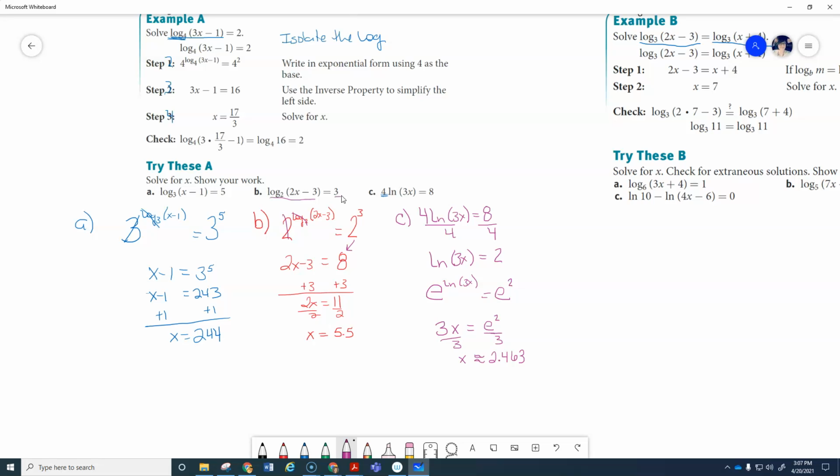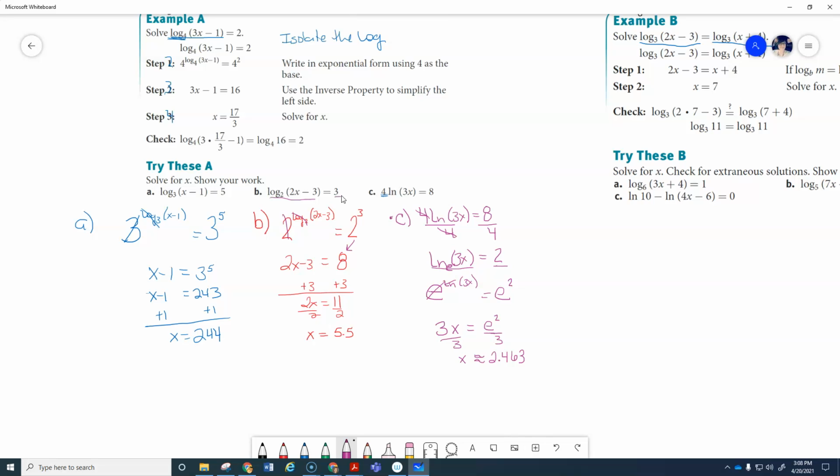Here on part C, I got rid of the 4 by dividing both sides by 4. And this became the problem, natural log 3x is equal to 2. And then I made both sides of this equation become the exponents. Natural log of 3x is the exponent of base e, because remember the natural log has an understood e right there. So the e becomes the base. Why do we do that? Because that natural log and that e simplify out, leaving me just the 3x. Divide both sides by 3.